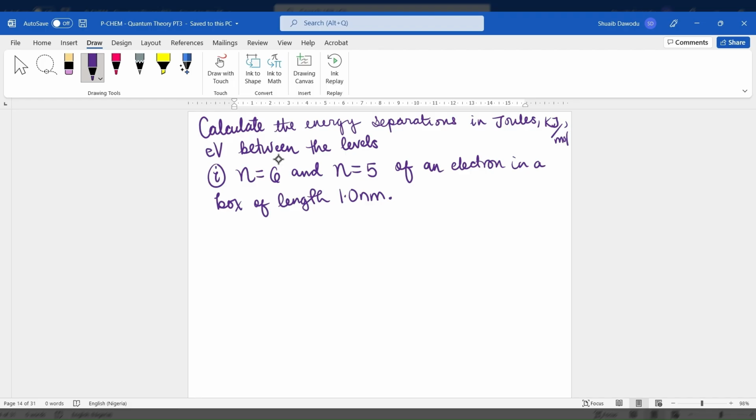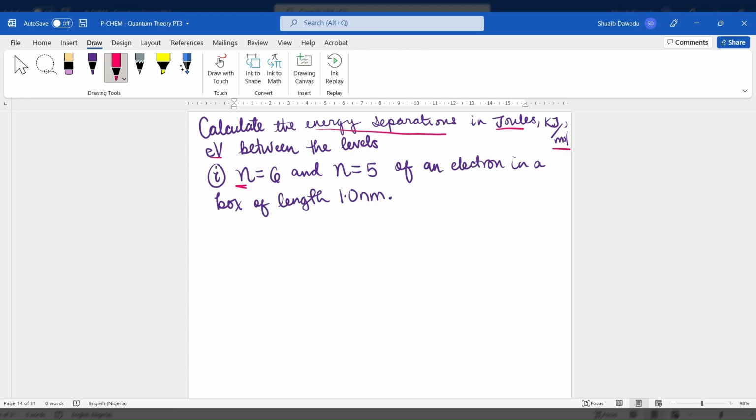So the first thing you have to do whenever you have a question like this is to read it and pick out the keywords. We're told to calculate the energy separations in joules, kilojoule per mole, and EV. So we're going to have to do three different solutions, solving for the energy separation in three different units: joules, kilojoule per mole, as well as electron volts. Between the levels n equals 6; n is basically the quantum number. And we have between the levels n equals 6 and n equals 5.